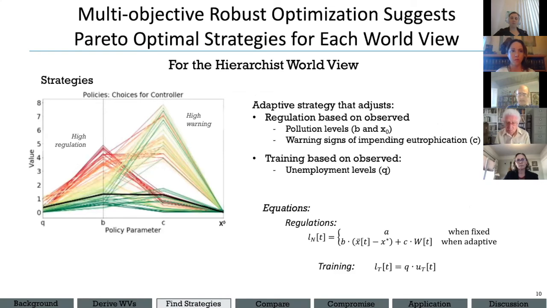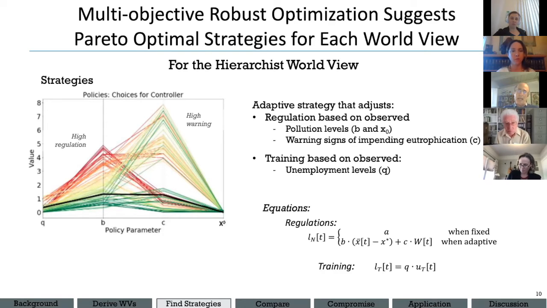Okay, this is the one complicated slide I'm going to show you. We start in each worldview, and then we come up with acceptable policy choices. We take the multi-objective robust optimization tools that Pat Reed talked about earlier in this session. And we come up with a set of Pareto-optimal trade-offs, acceptable strategies for each worldview. This is for the hierarchists. The strategy here has regulations which adjust themselves based on observed pollution levels and any warning signs of the lake turning green. And training adjusts on unemployment levels. The equations are down there at the bottom if you're interested. And over on the left are all the acceptable solutions that we could find here.